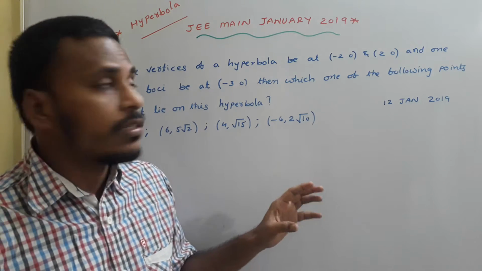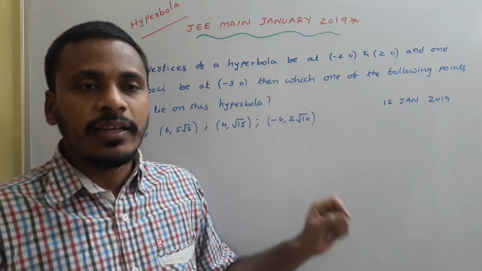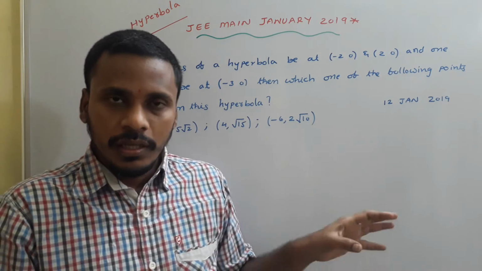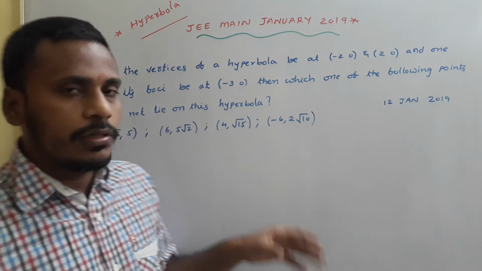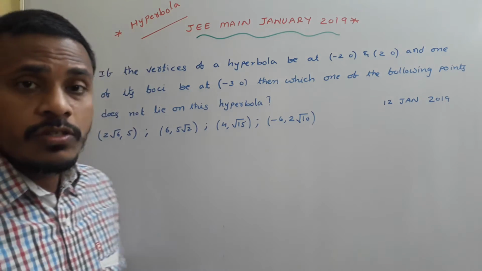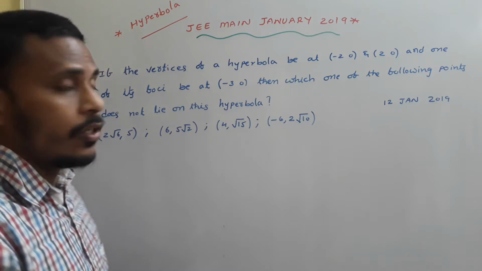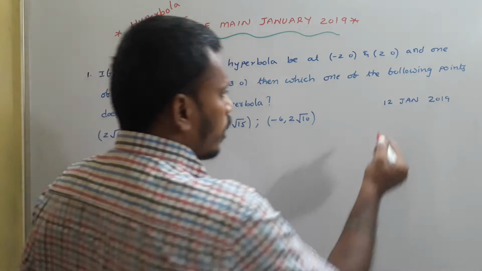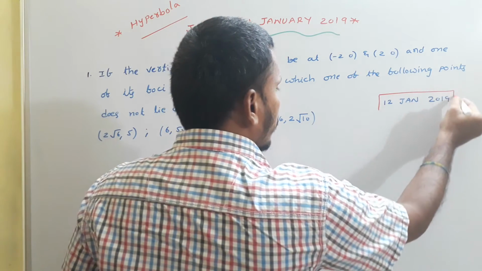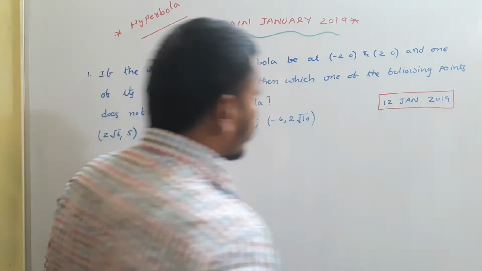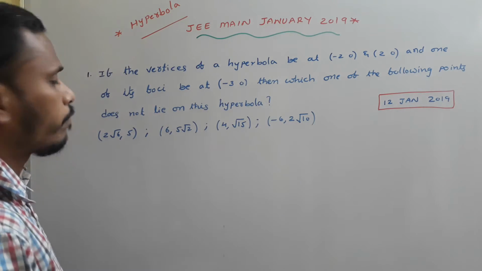In the last class we discussed April 2019 hyperbola questions, and now in this class I am going to discuss questions of hyperbola asked in January 2019 sessions. Specifically, this question is asked in the 12th January paper. So what is the question?